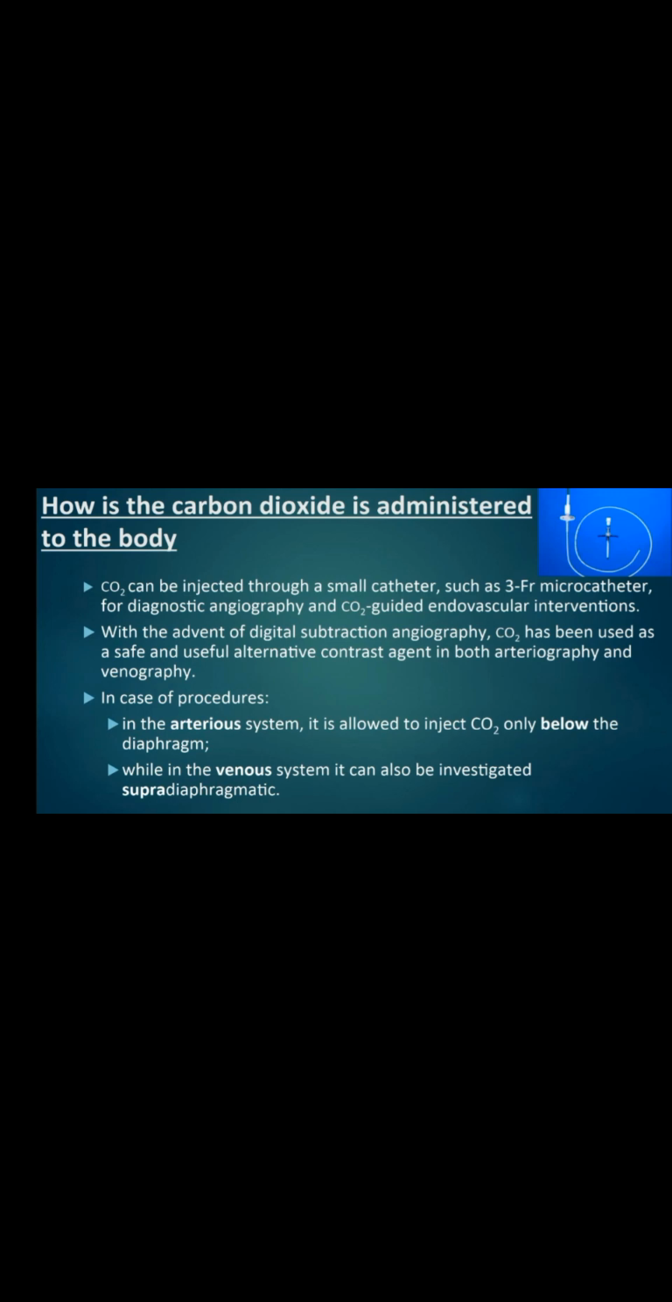In the case of procedures in the arterial system, it is allowed to inject carbon dioxide only below the diaphragm, while in venous systems it can be injected above the diaphragm, that is, supradiaphragmatic.